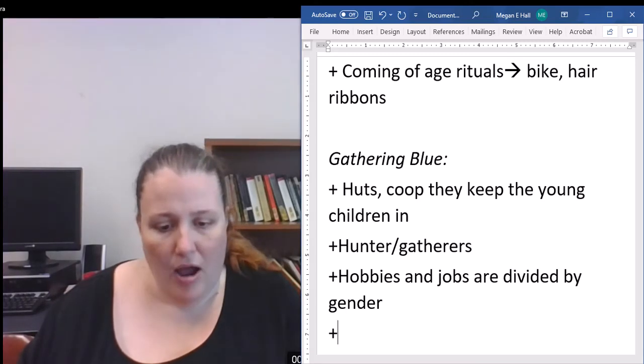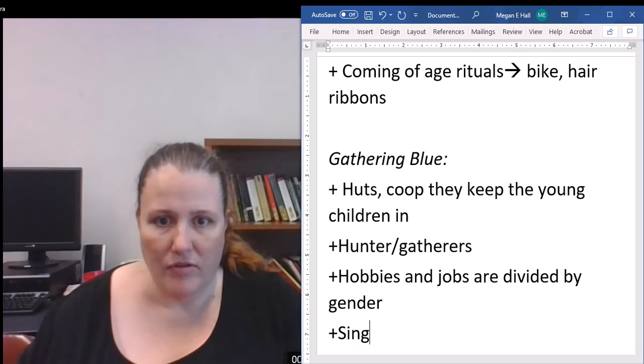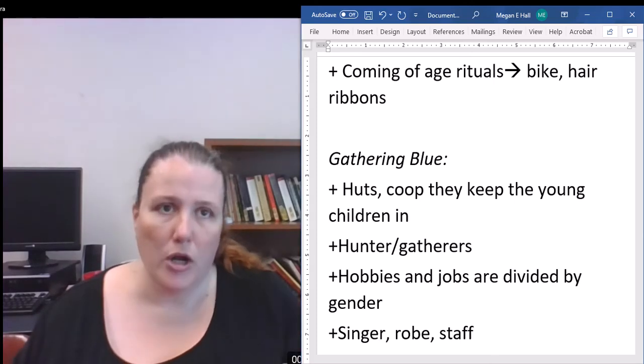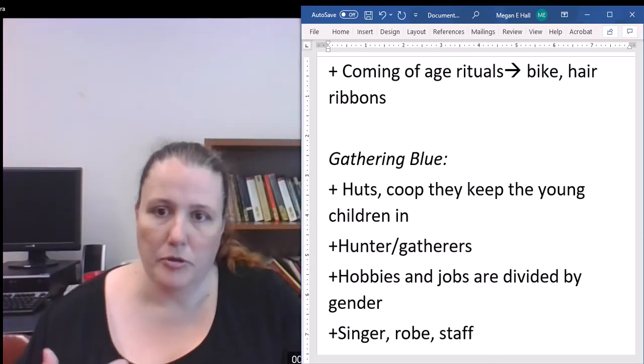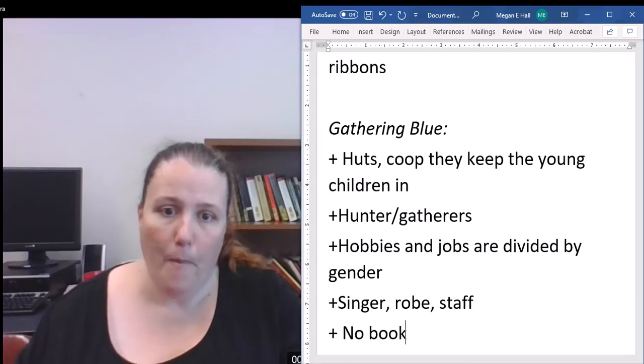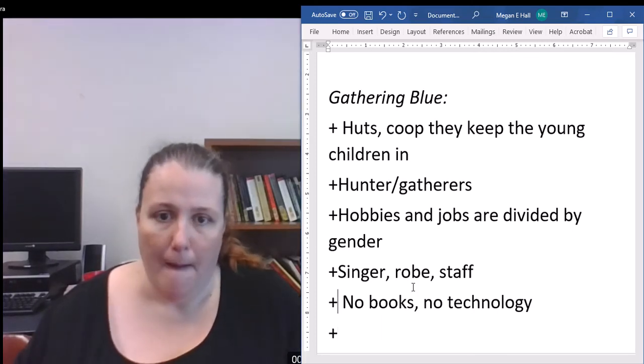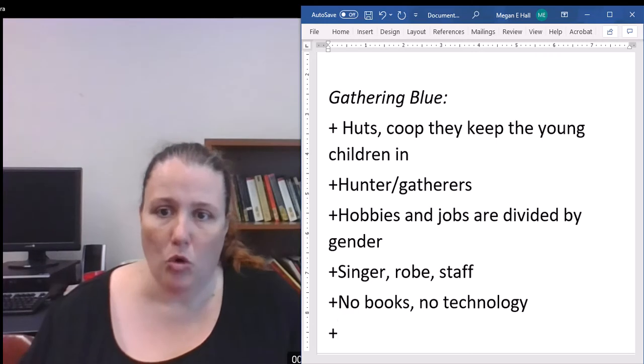To keep the memory alive of what happened, they have a singer who wears a robe and carries a staff that's carved. The robe is embroidered. These things help to show the history because there are no books. There's no technology. This is a society that has clearly kind of gone backwards. So two dystopian worlds, but quite a bit different.